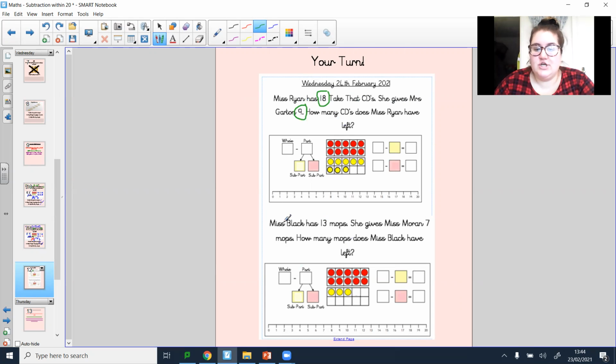And your second question, Miss Black, one of our lovely, lovely cleaners, has 13 mops. She gives Miss Moran 7 mops. How many mops does Miss Black have left? So both Miss Ryan and Miss Black are showing kindness today because Miss Ryan's giving her CDs away and Miss Black is sharing her mops. So I wonder if you can find out how many items Miss Ryan and Miss Black had left. Okay, so you've got question 1 on this half and question 2 down here.